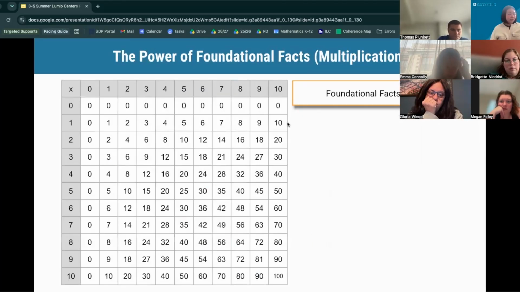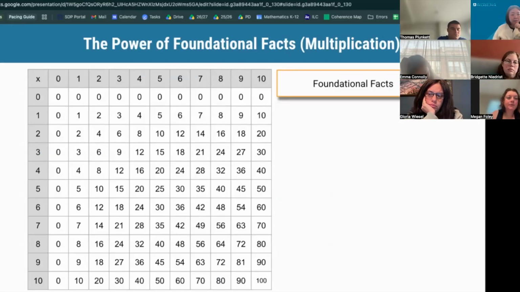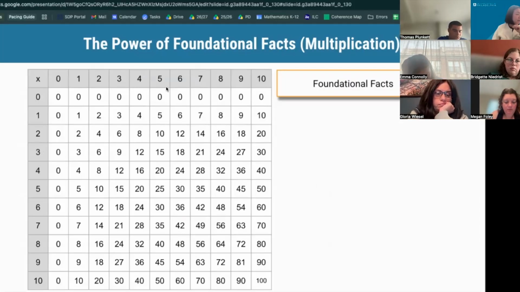So I'm going to ask you to take a look at this multiplication chart. I'll orient you to this chart. On the top gray and the left gray columns, we'll see our factors, and then these white boxes over here are our products. So for example, this product of 8 we get by multiplying 4 times 2. So it's all of our multiplication facts from 0 to 10.